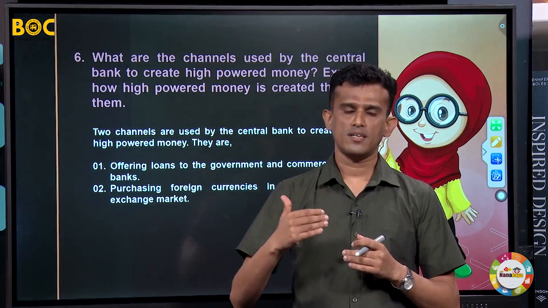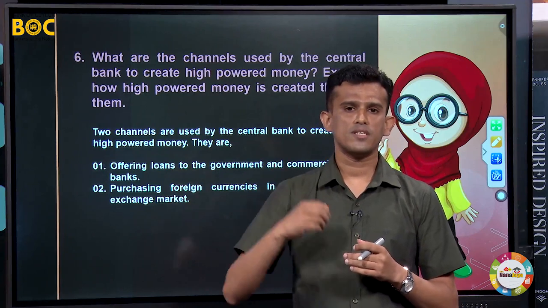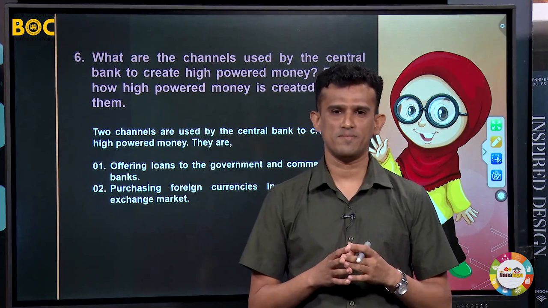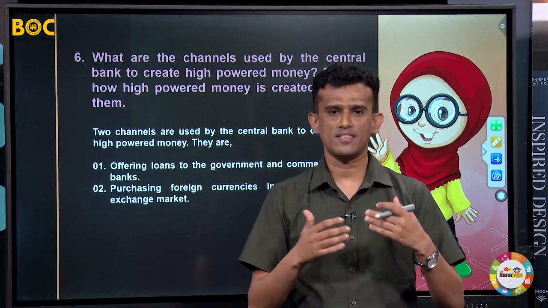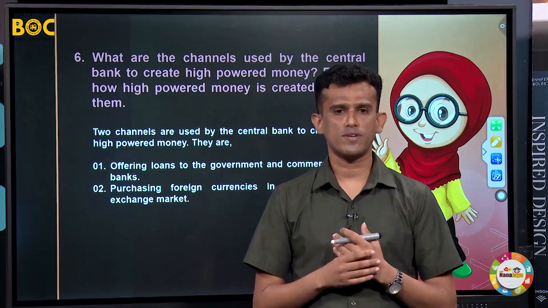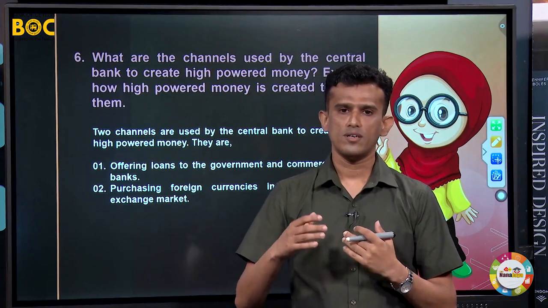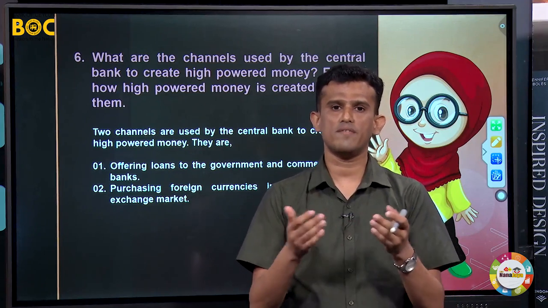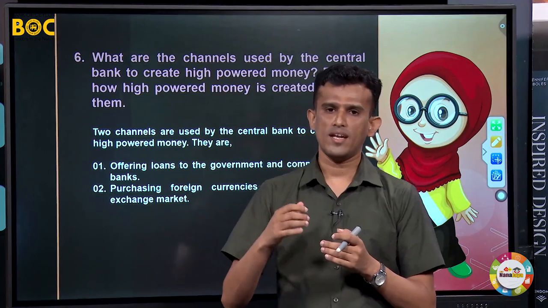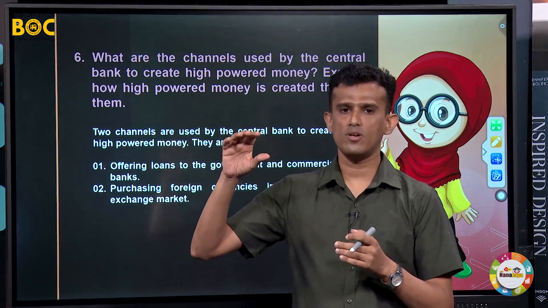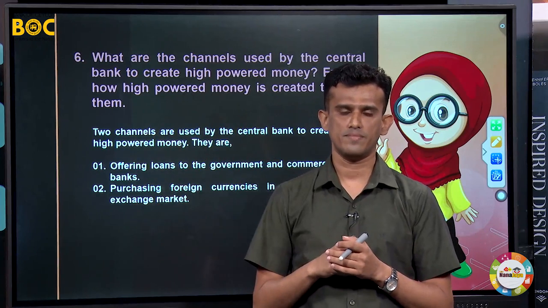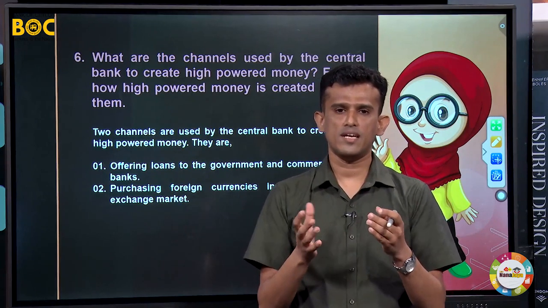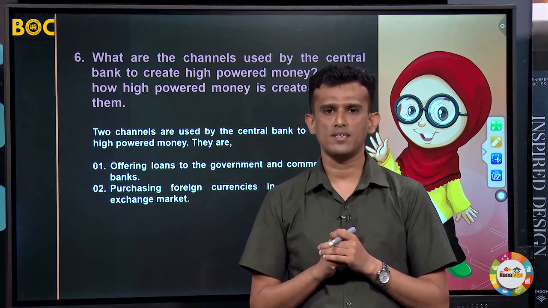Now, say the government demands a loan from the central bank. How does the central bank offer that loan to the government? In the recent past, the Sri Lankan government has borrowed a lot from the central bank. So the central bank will issue that respective amount of rupee currencies to the government. So on one hand, it creates an asset to the central bank called loans offered to the government. On the other hand, the government will be receiving that respective amount of currencies from the central bank.